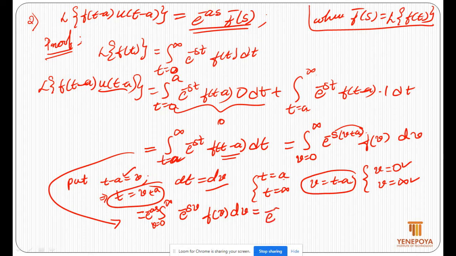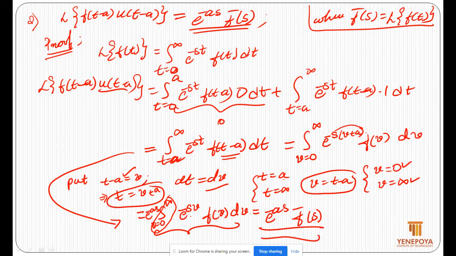Now e power minus as, this is the same as integration t equal to 0 to infinity e power minus st f of t dt. Since in definite integrals variables are arbitrary, you can change v to t also, since you will get the constant term, that is f bar of s, correct? So that is e power minus as f bar of s. F bar of s is the Laplace transform of f of t. So this is the formula: e power minus as into f bar of s.